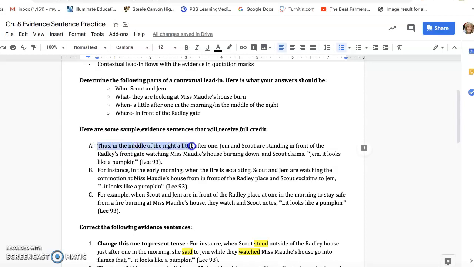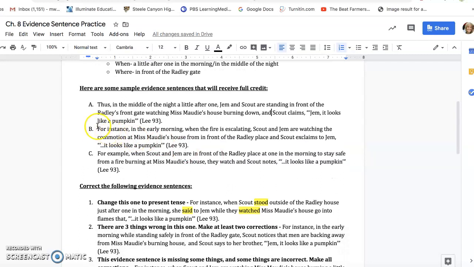Thus, in the middle of the night, a little after 1, Scout and Jem are standing in front of the Radley's gate watching Miss Maudie's house burning down, and Scout claims, "Jem, it looks like a pumpkin." (Lee 93). Notice that this part flows into it. So this could be its own sentence right here. And you could put a period and say Scout claims, but a comma and Scout claims is perfect.